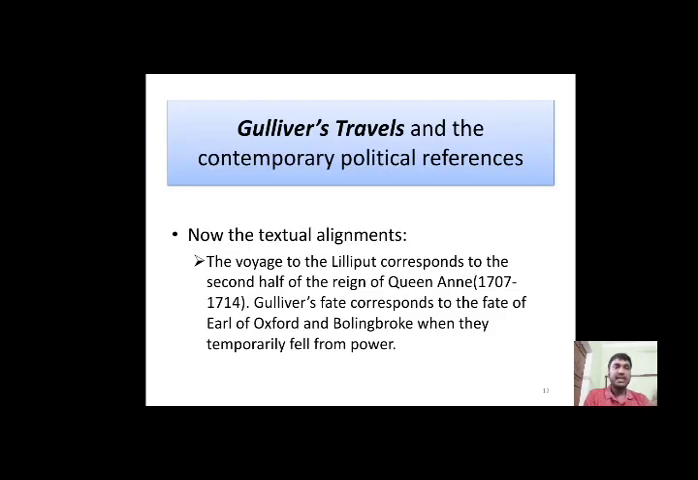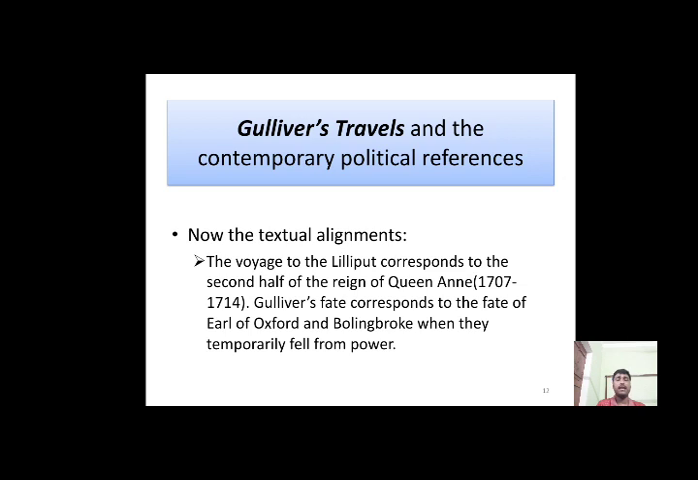Now, with this in the back of our mind, the Whig party and the Tory party, the Restoration, Glorious Revolution, Queen Anne's reign, George I's reign, Catholicism, Protestantism, Anglicanism, we may read Gulliver's Travels now, the novel. First I will chalk out the references. How does the novel refer to contemporary political events, contemporary political incidents?